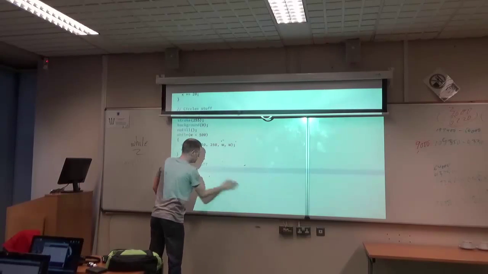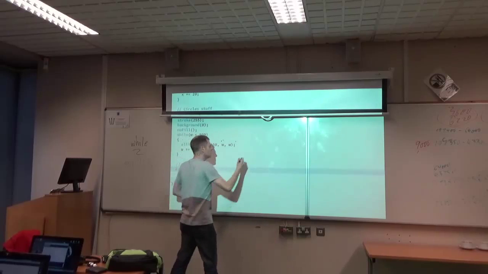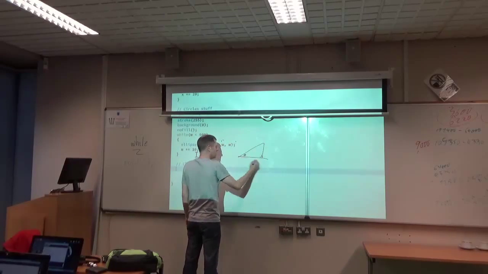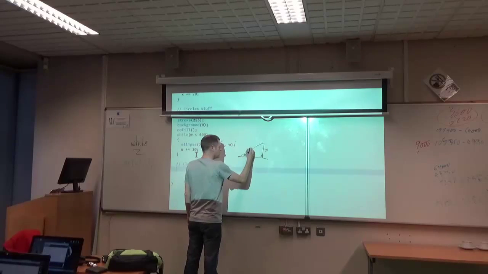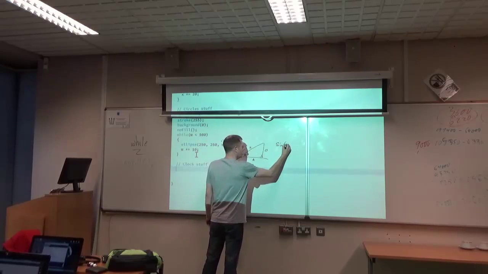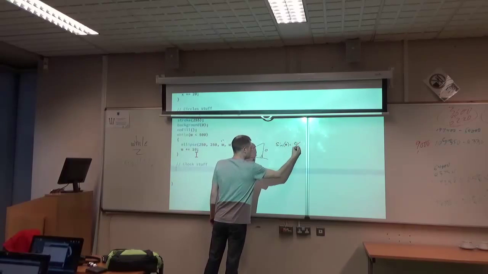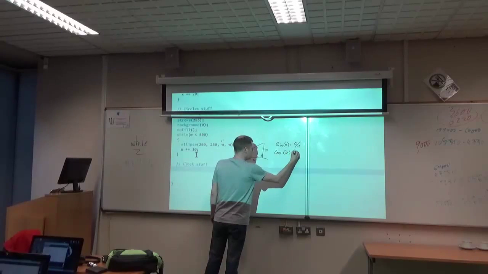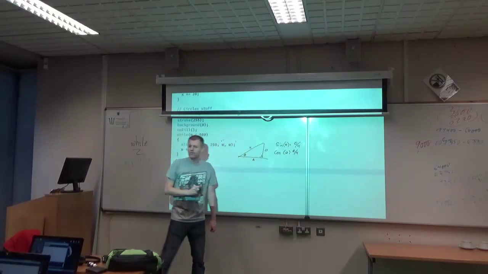I'll just explain this. We start out obviously with this triangle here. This is theta, the opposite, the adjacent, and the hypotenuse. And then we had these three ratios. We said that the sine of theta is equal to the opposite over the hypotenuse, and the cosine of theta is equal to the adjacent over the hypotenuse. Alright, everybody happy with that?